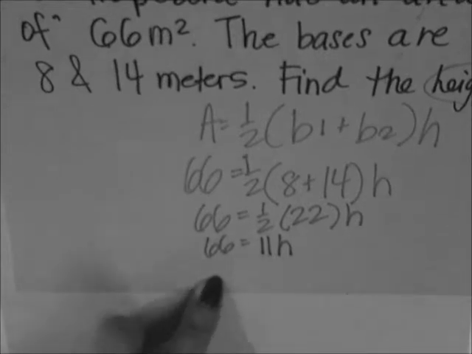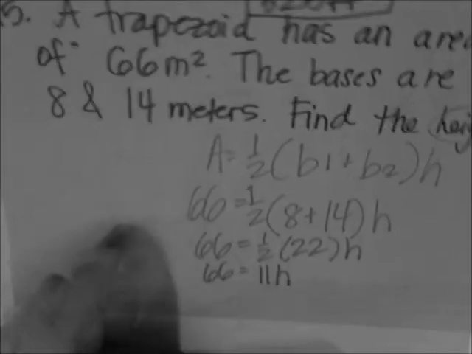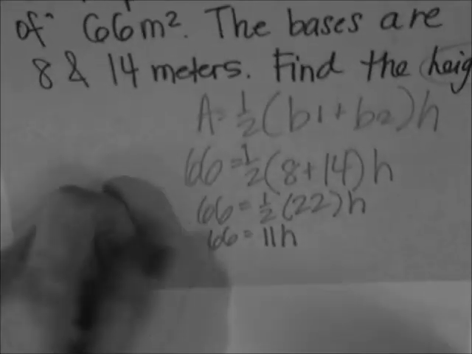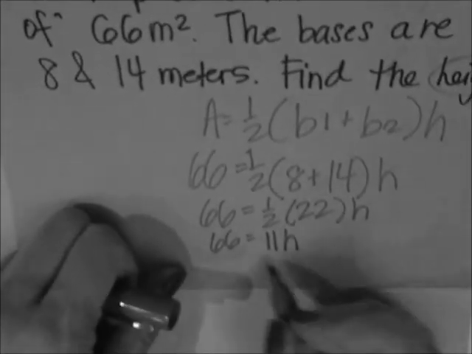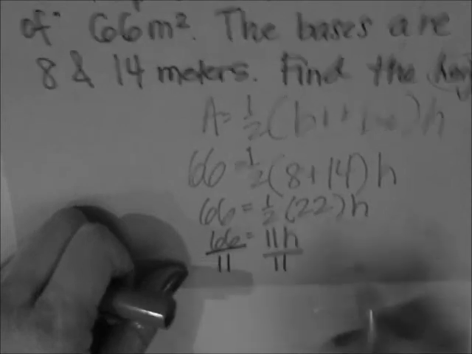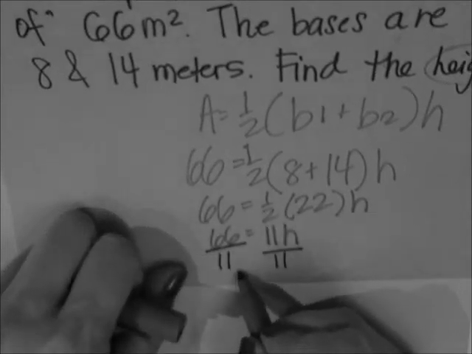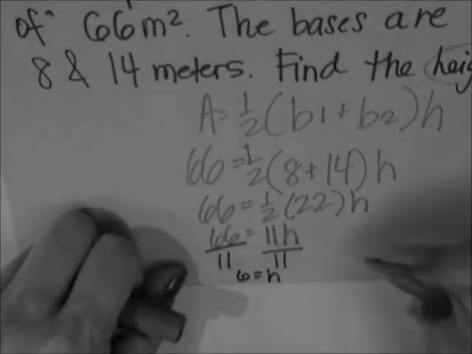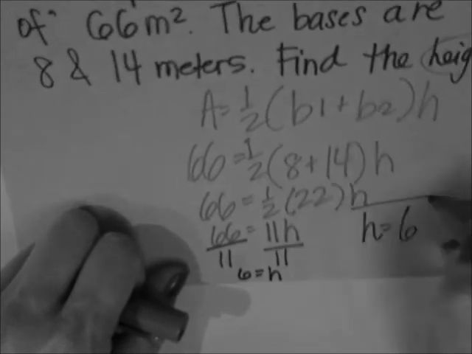How do I get h by itself, everybody? I have to do the inverse operation, which is dividing both sides by 11. Then I get 6 equals h. So the height is 6.